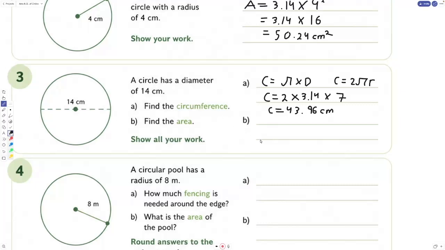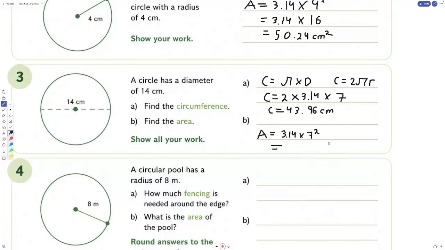Now the area, how do we calculate the area here? Well, like always, try to remember what the formula is. I'm not going to tell you what it is. Try to remember. And then I'm going to plug in the numbers. We're going to write pi, so 3.14, and then times, and our radius is 7 squared, right?